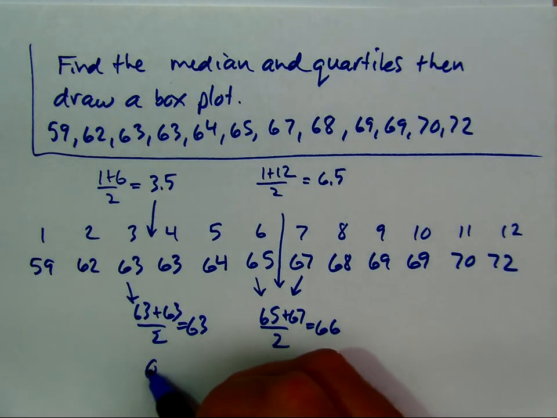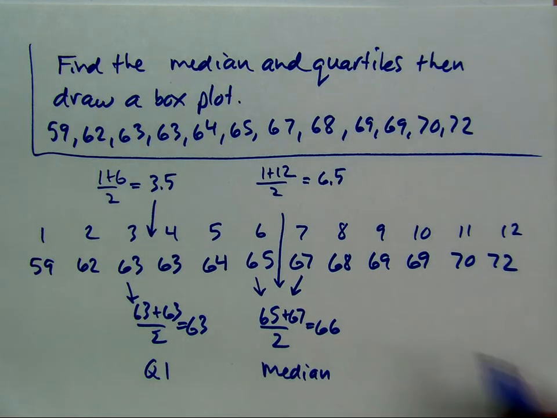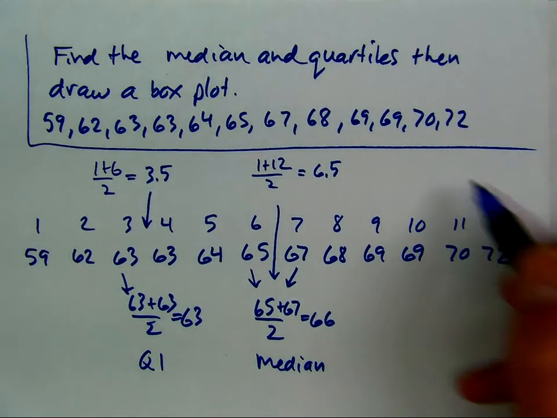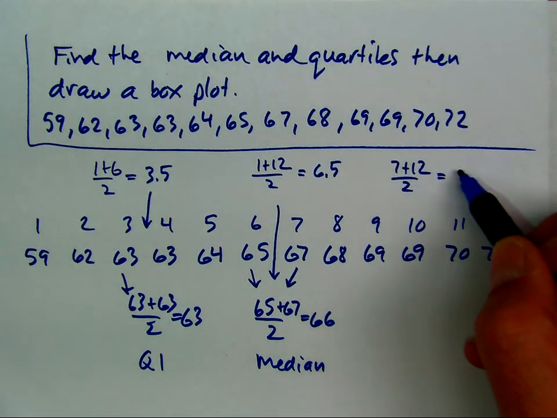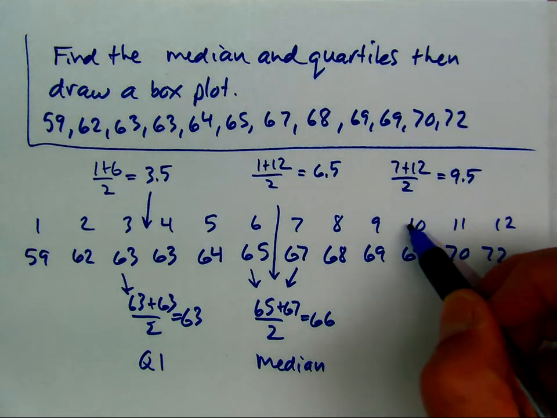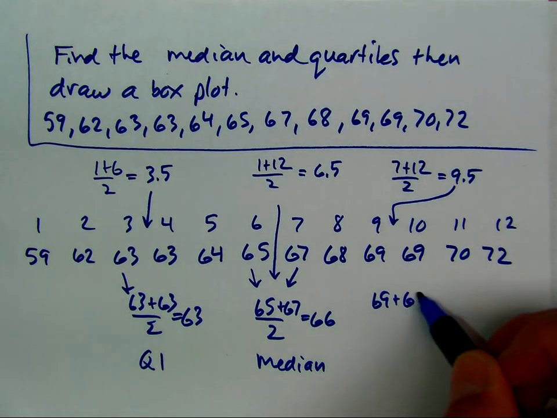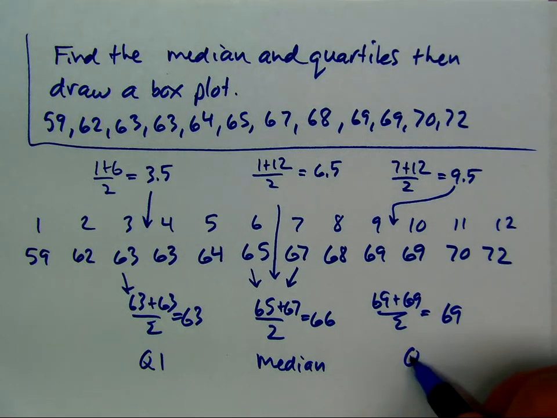This is called quartile 1. This is the median, and then we have to find the median between 7 and 12. We'll get 9.5. So that tells us that we're between 9 and 10. So we do 69 plus 69 divided by 2, and we get 69. That's quartile 3.